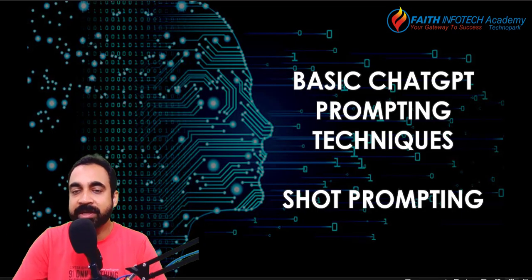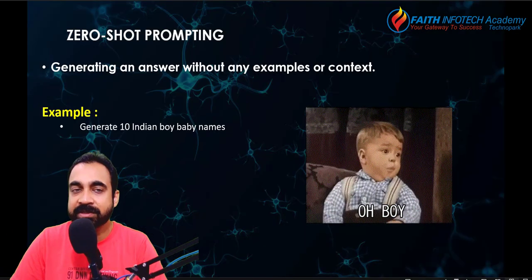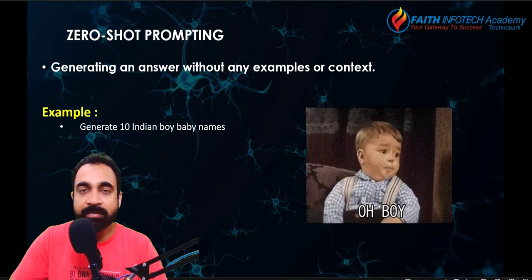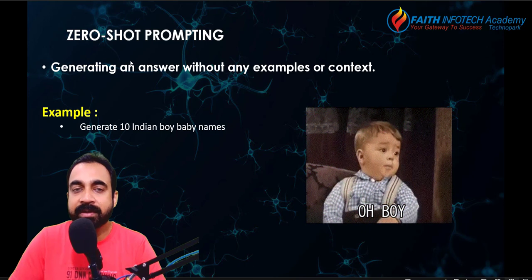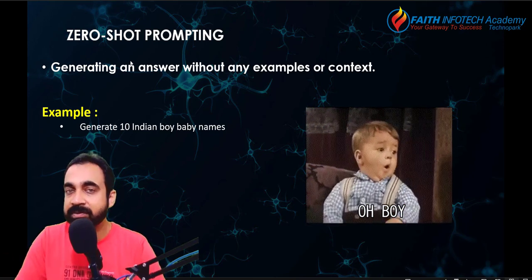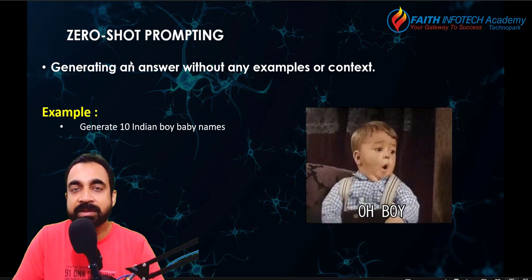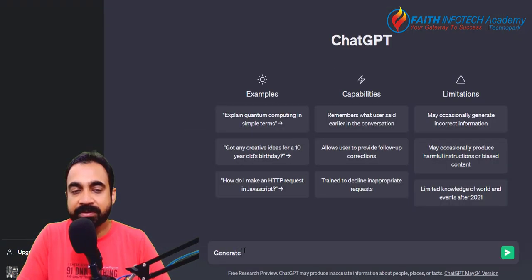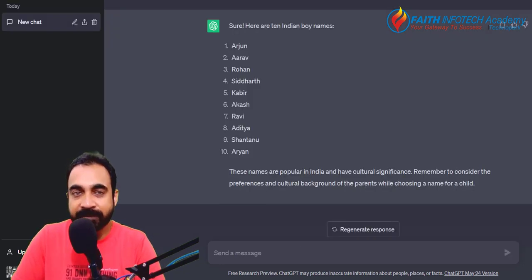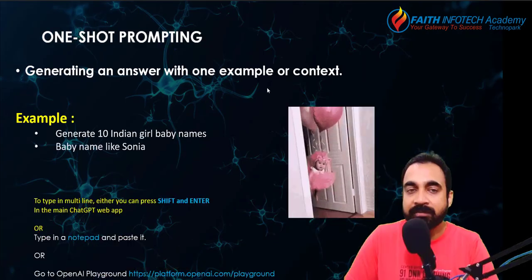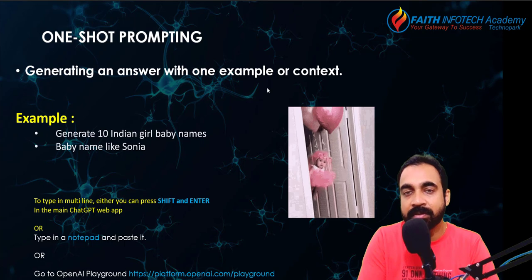Now the next prompting technique, which is shot prompting. We have zero-shot prompting, one-shot prompting, and many-shot prompting. In zero-shot prompting, we are generating an answer without any examples or context. This is simply the prompting that you usually do. Here the example I have is generate 10 Indian boy baby names. Let's try this. Generate 10 Indian boy names. I'm not giving any specific instructions, just the prompt, and it gave me this.